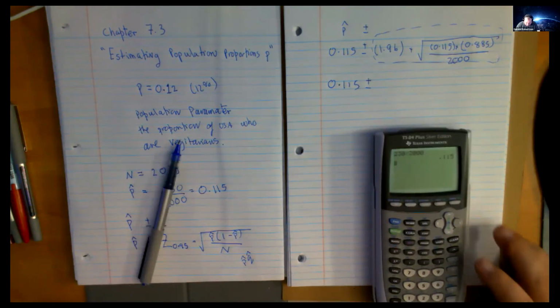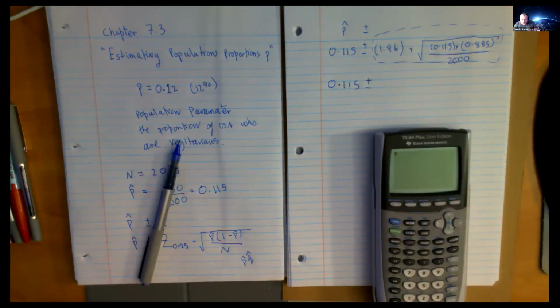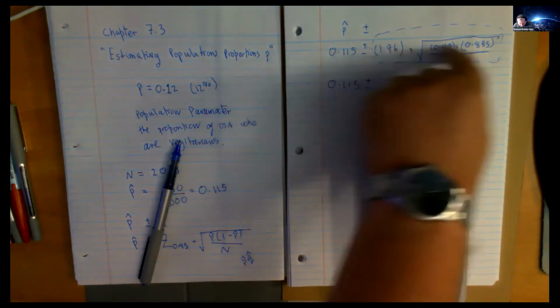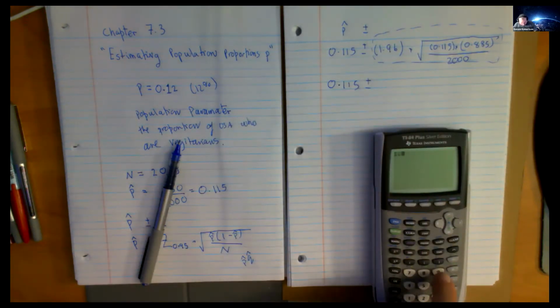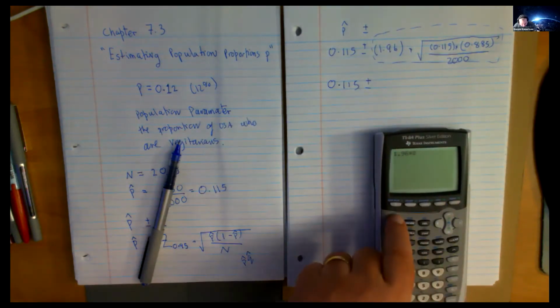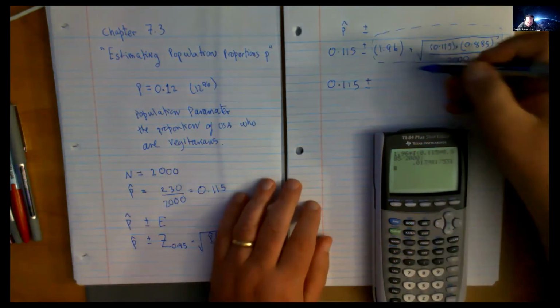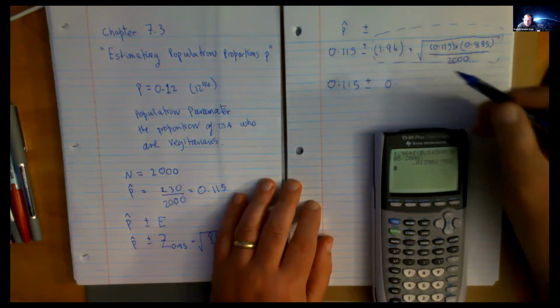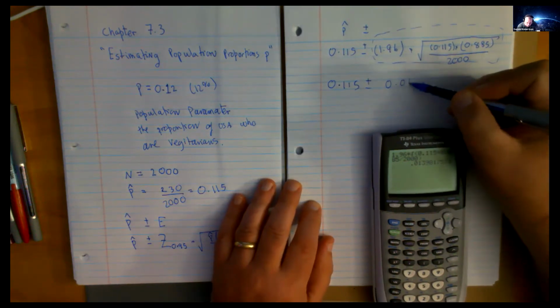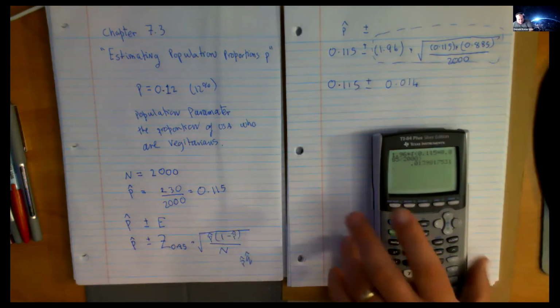I hope you can see my calculator. So I'm going to go and do this calculation. 1.96 times the square root of p hat times 1 minus p hat divided by 2000. And the answer I got is 0.0, we'll round it off, 14.